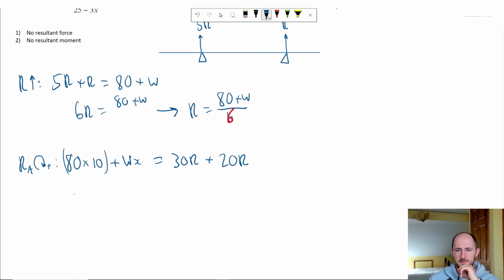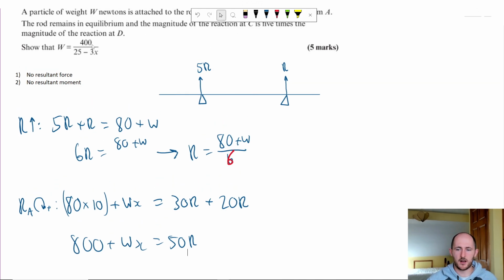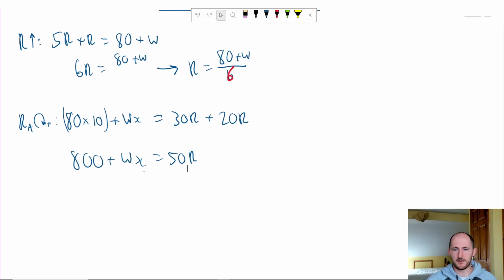Okay, so we have 800 plus WX equals 26 times R. And if we have a look at what the answer is trying to tell me, it's trying to tell me that we need to show that W equals. So if I rearrange this for W, do I want to do this now? Well, we'll see. Let's just rearrange it now.